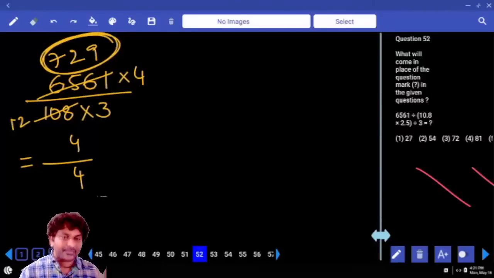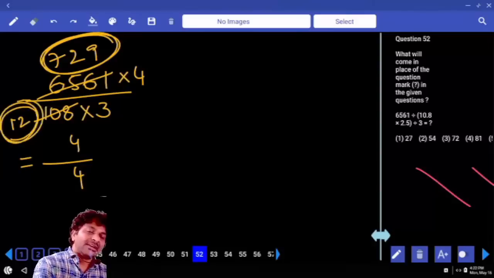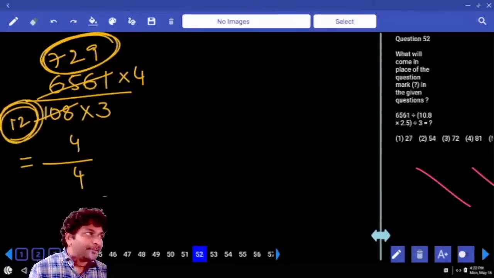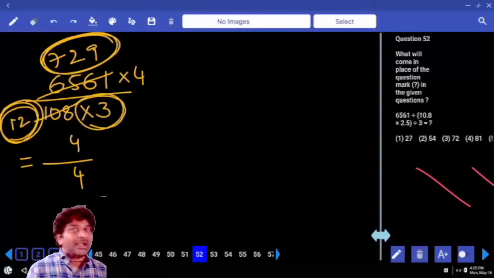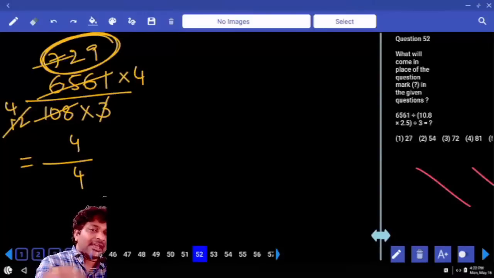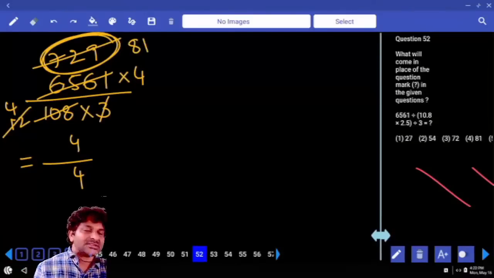In the denominator, how much is there? 12. Which is a 3 multiple? Yes. Again we have a 3 multiple. Again a 9 multiple is there, right? Yes. So 3, 4 times. I am cancelling it with 9. 9 how many times? 8 times and once. 81. A 9 multiple. So again cancel 4, and the direct answer 81 has come.